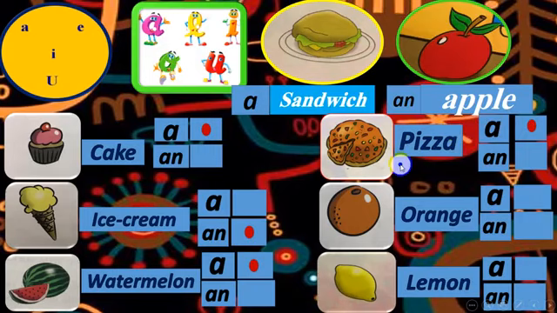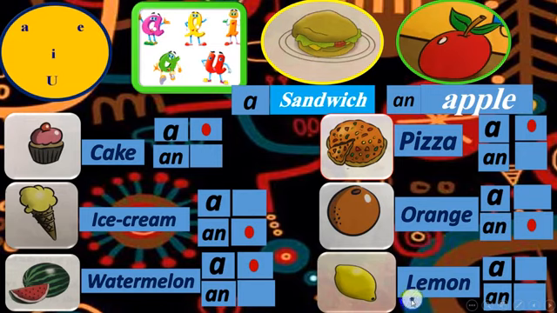Yes, well done. After pizza, we have orange. Look for the first letter. We have letter O. Yes, letter O. O is in the face, the circle of the face. So if the first letter is in the face, what do we put? A or an. Yes, very good. An orange. An orange. Yes, well done.